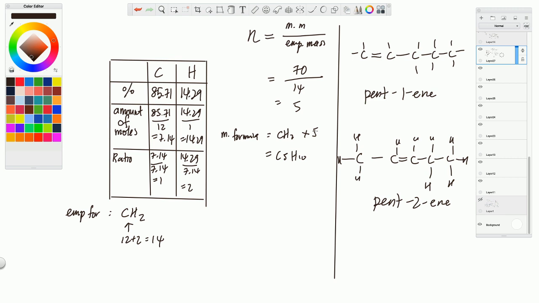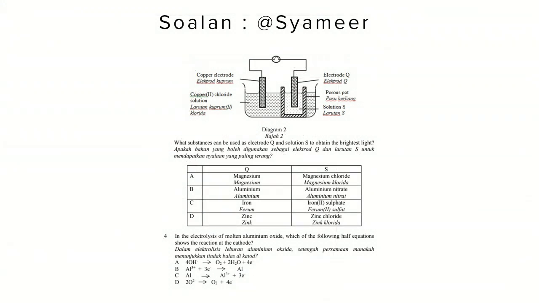Okay. Can I have the next question? Okay. What substances can be used as electrodes to obtain the brightest light? So you must find the one furthest apart from the electrochemical series. So it's copper. So who's the furthest from copper? Magnesium. So the answer is A. Okay. All right. So the question on top, the answer is A.